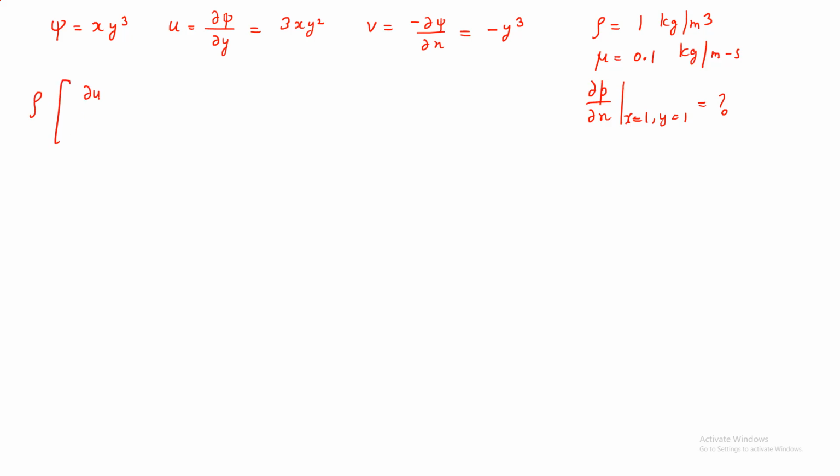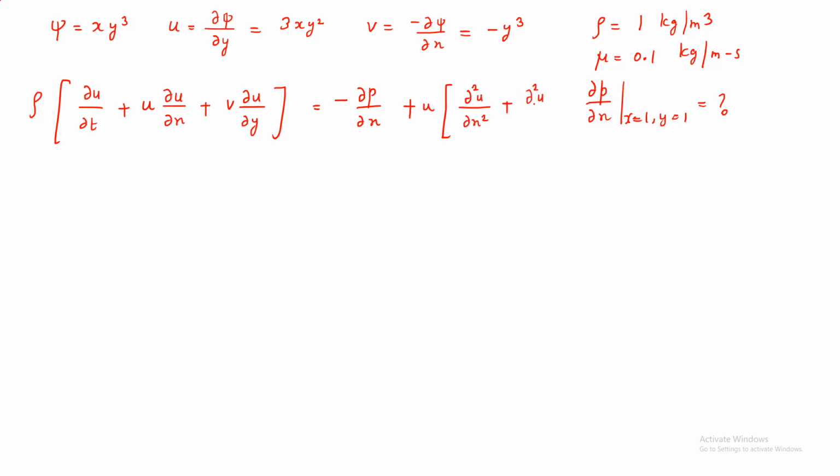Rho into dou u by dou t, the unsteady term, then the convective term we will get u dou u by dou x plus v dou u by dou y, equal to minus dou p by dou x plus mu into dou square u by dou x square plus dou square u by dou y square, and neglecting all the body force we will get this equation, right?